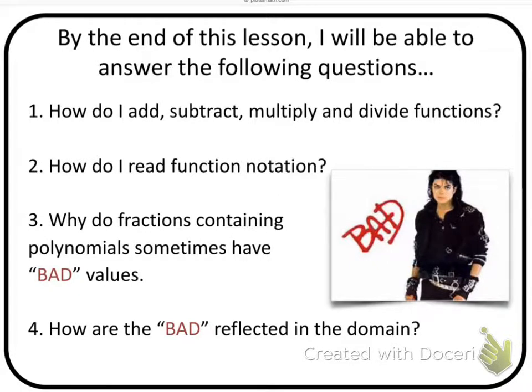So why do fractions containing polynomials sometimes have bad values? And 4. How are the bad values reflected in the domain?